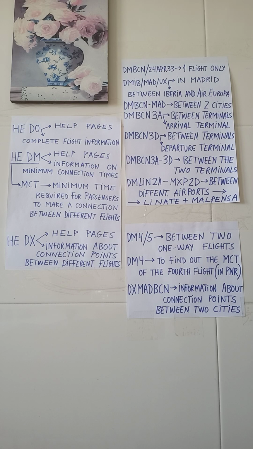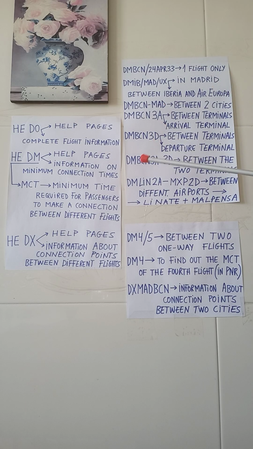Another transaction. DMBCN3D is used to search for the minimum connection times that apply between different terminals. In this case, we ask the Amadeus system to provide us with this information when we are only interested in the terminal 3D at Barcelona Airport. The letter D refers to the English word departure.